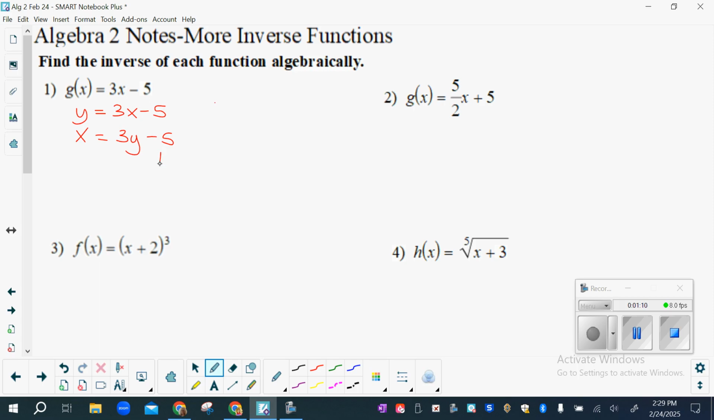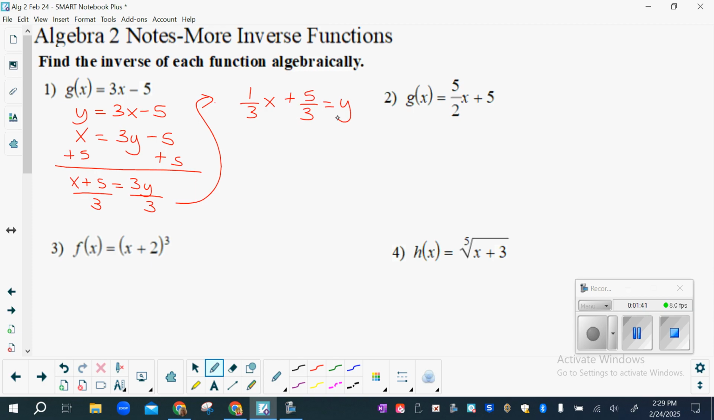Plus 5 on both sides. X plus 5 equals 3y. What next? Divide by 3 on both sides. So we want to divide both of those by 3. What's the number in front of x assumed to be? A 1. So this is going to be 1/3 x plus 5/3 equals y.